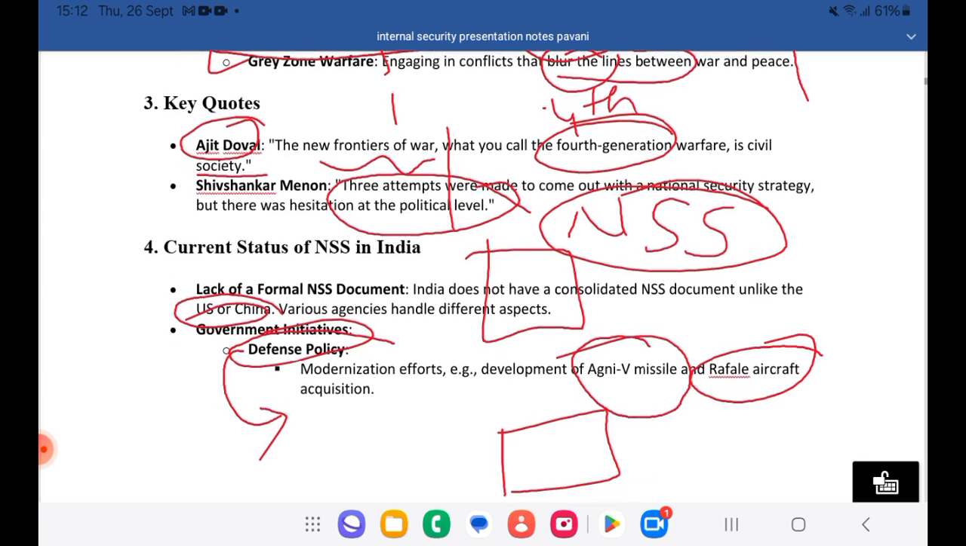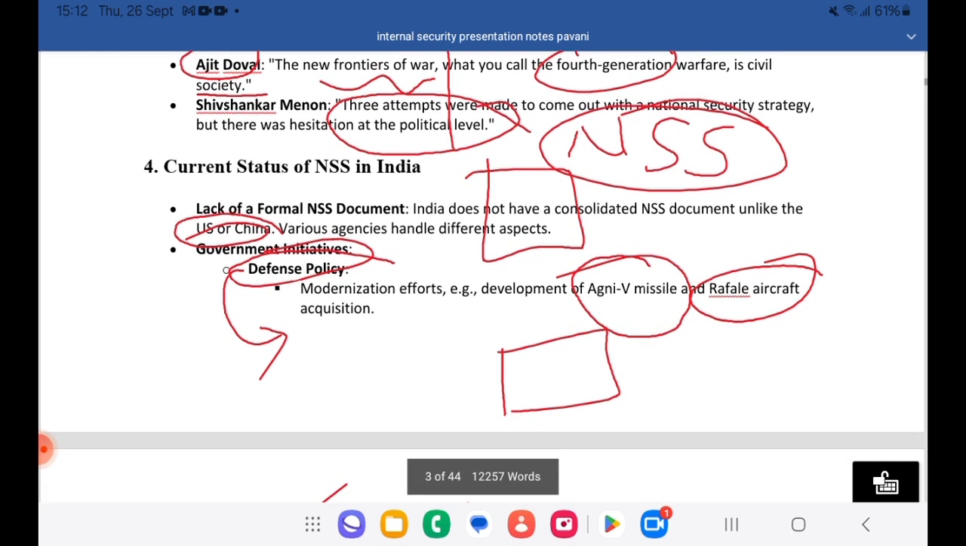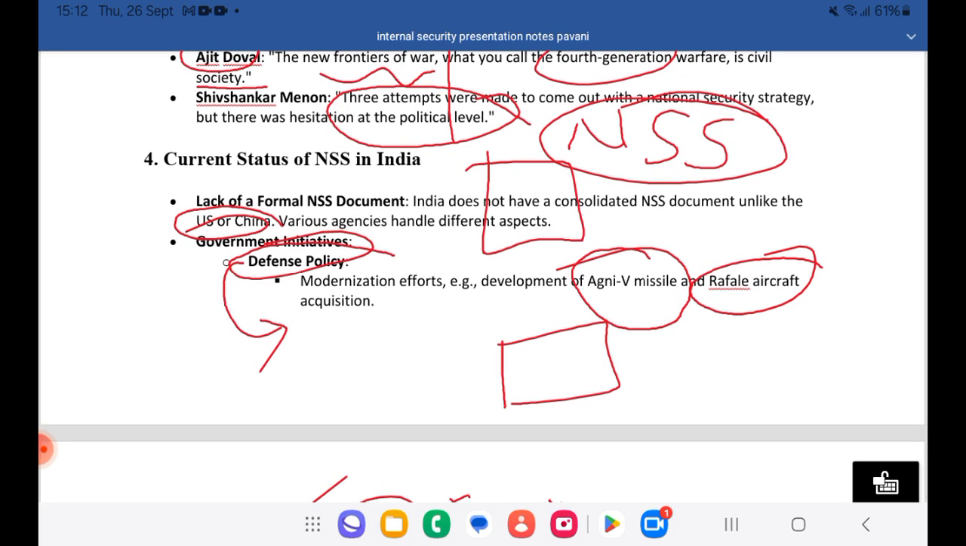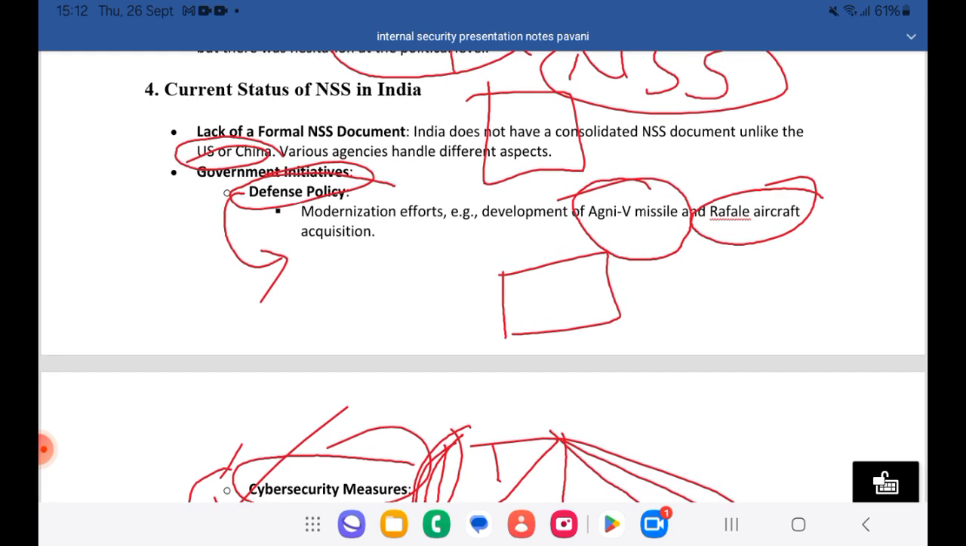Then we went for Shiva Shankar Menon. He said about 3 attempts were made to come out with a national security strategy, but there was hesitation at the political level. These are the 2 quotes we read about NSS. Then current status, we had understood that there is a lack of formal NSS document in India, but we are following some of the government initiative.